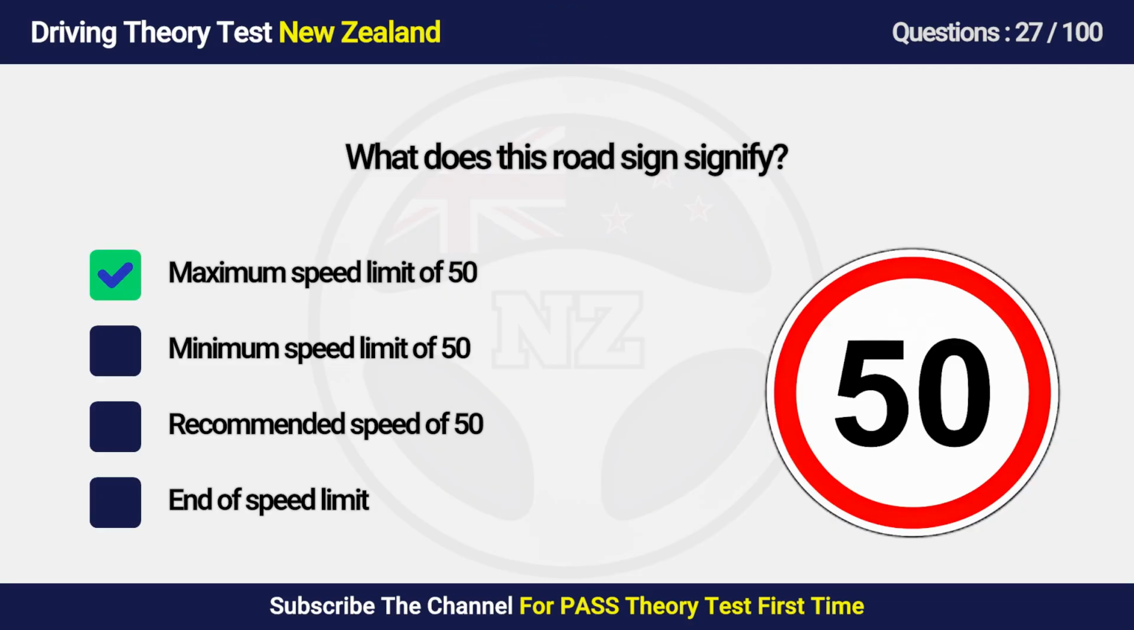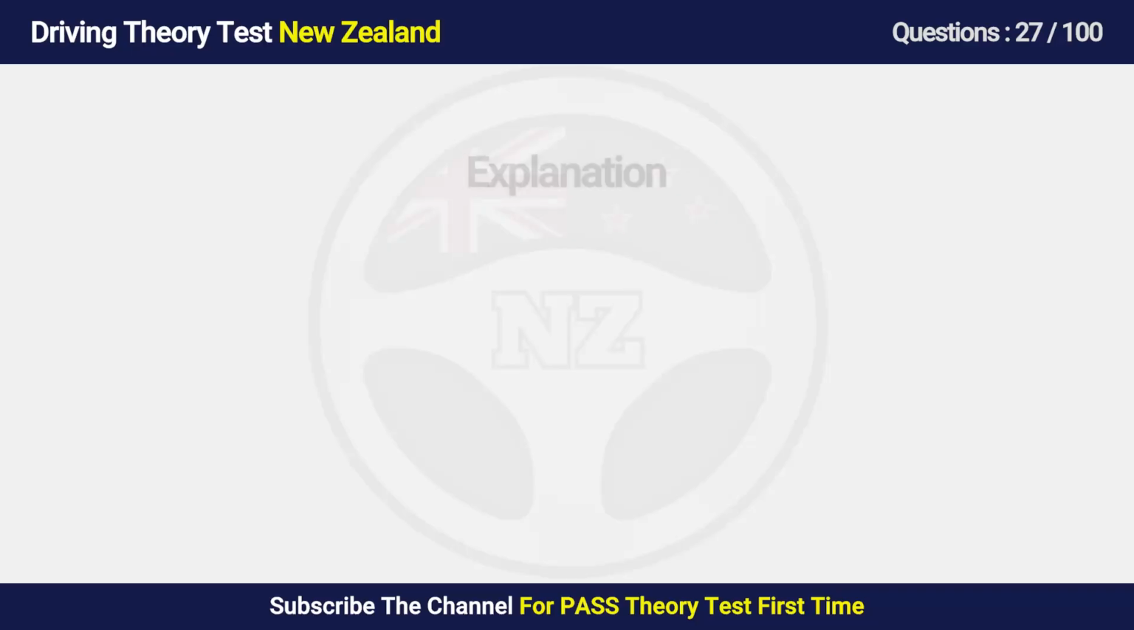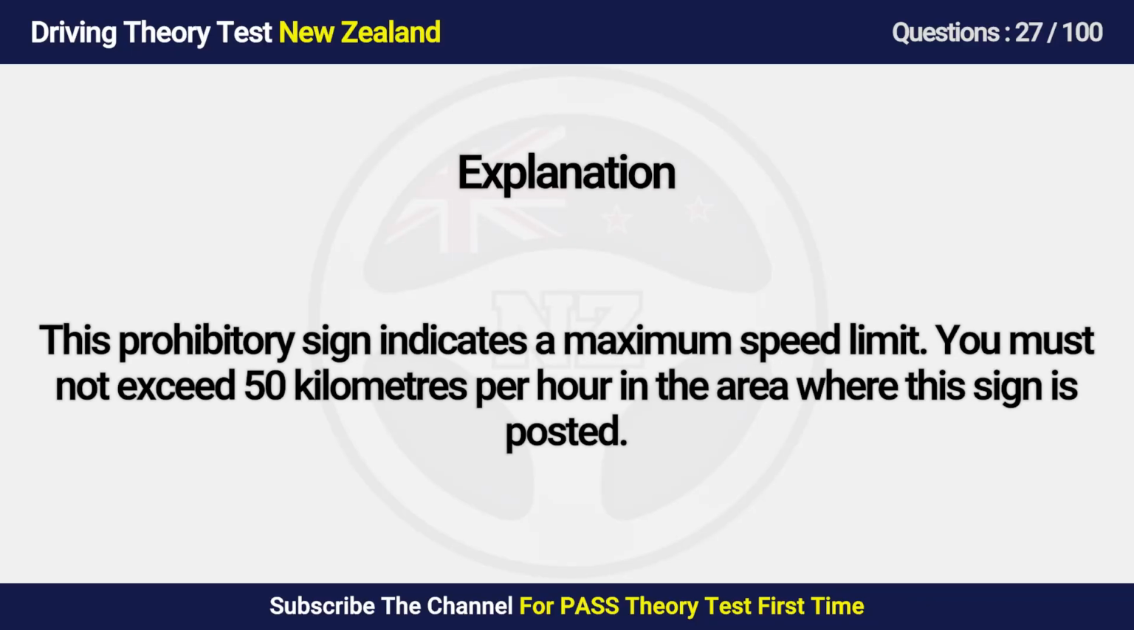Answer is A. Maximum speed limit of 50. This prohibitory sign indicates a maximum speed limit. You must not exceed 50 km per hour in the area where this sign is posted.